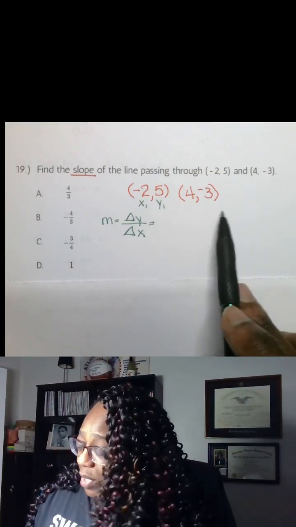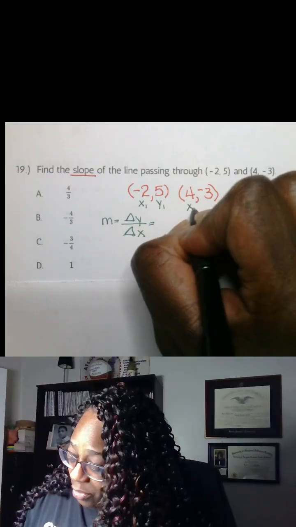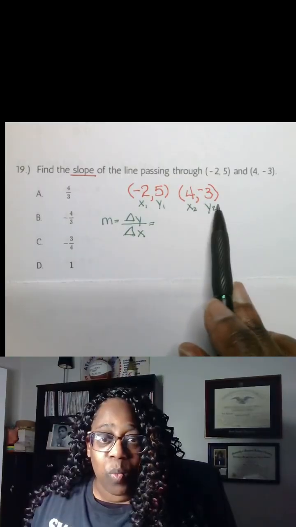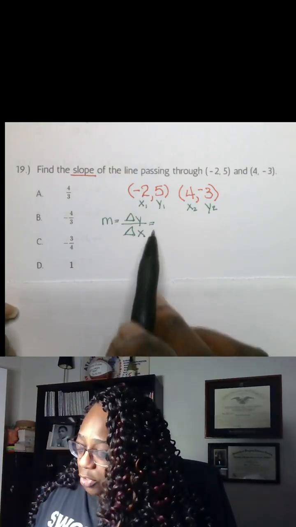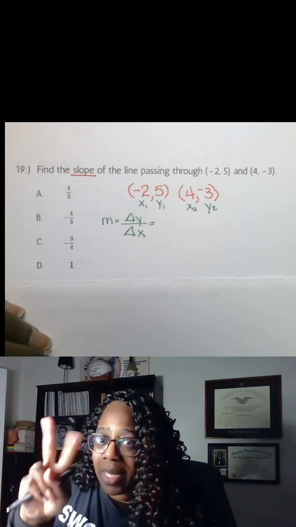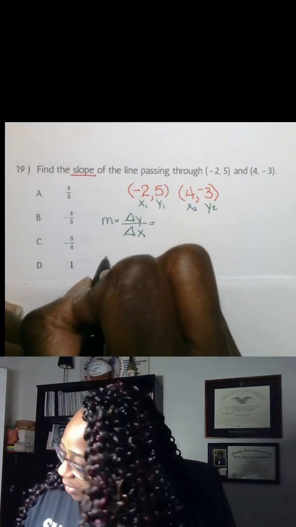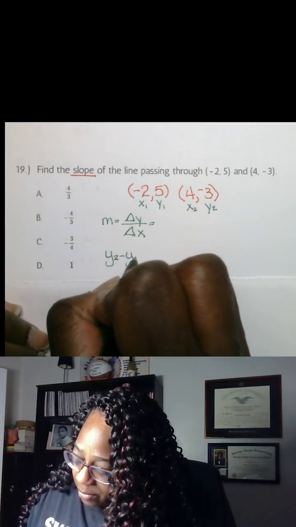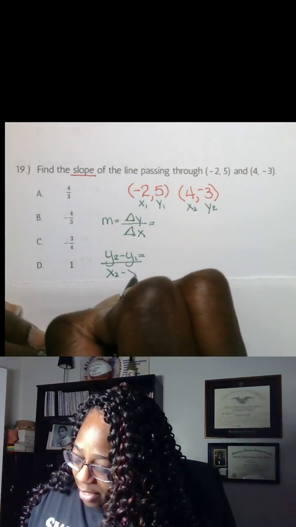Now, we need to have our second point. So this is going to be my x sub 2 and my y sub 2. This is the x and y of the second point that we're going to. All right, so we can do the change of y over change of x two different ways. The traditional way is as such. I'm going to put it down here, which is your y sub 2 minus your y sub 1 over your x sub 2 minus your x sub 1.